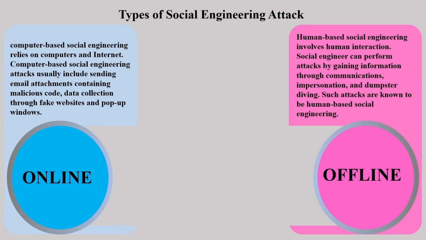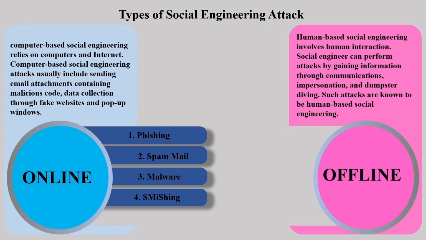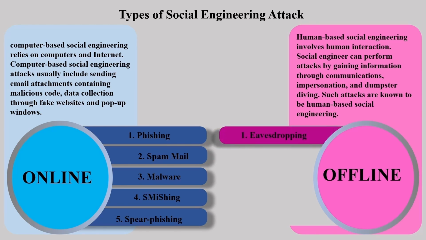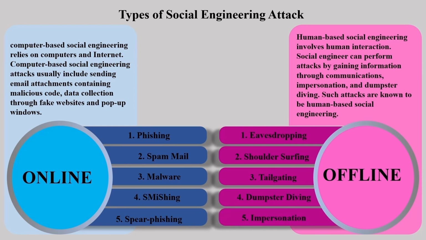Now let's see the example of computer-based or online social engineering attack. The first one is phishing. Second one is spam mail. Third one is malware. Fourth one is smishing. Fifth one is spear phishing. Now let's see the example of offline attack. The first one is eavesdropping. Second is shoulder surfing. Third is tailgating. Fourth is dumpster diving. Fifth is impersonation. Let's see each of these attacks in detail.